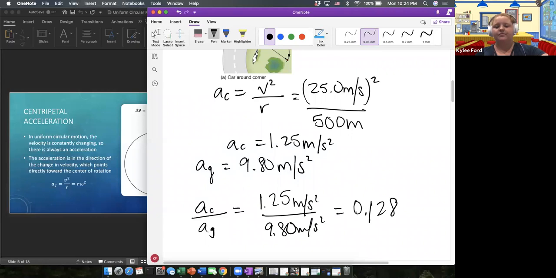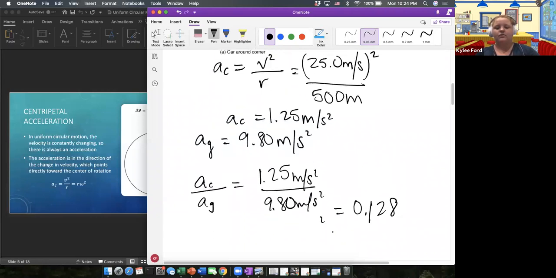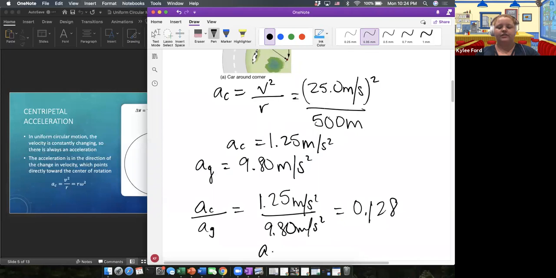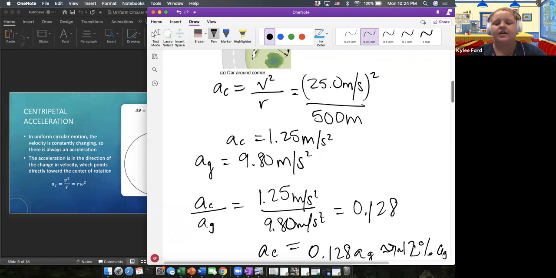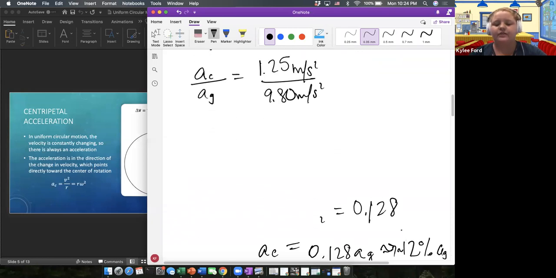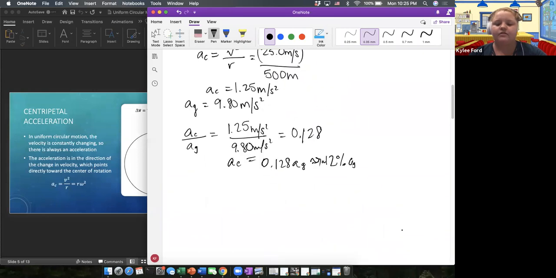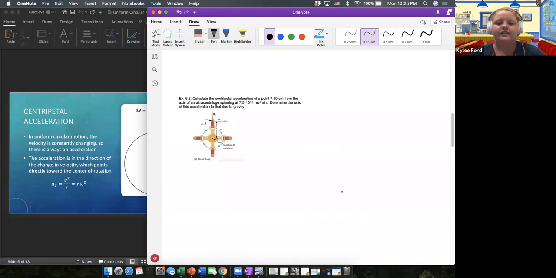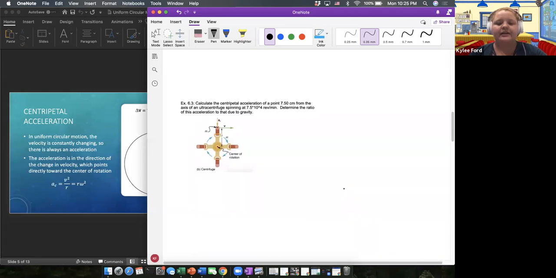I get 0.128 approximately. Okay. So this centripetal acceleration is only 0.128 times the acceleration due to gravity. Or you can also think of it this way: it's about 12% of the acceleration due to gravity, if you'd rather think of it that way. Okay, but that's what we are looking at here. All right, so moving on. Again, that one wasn't too bad.